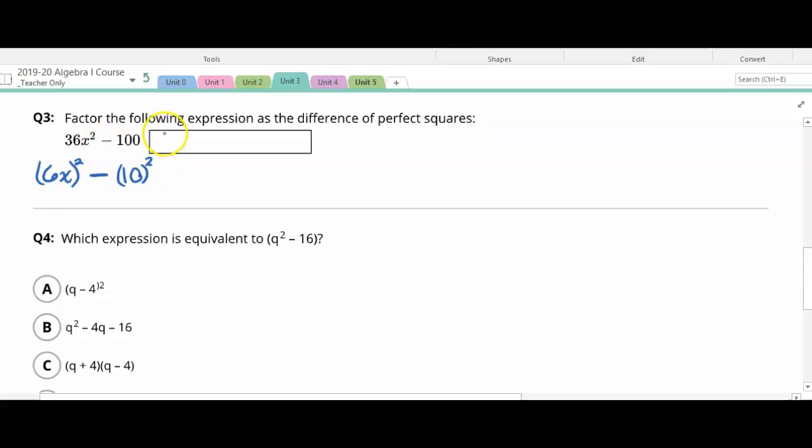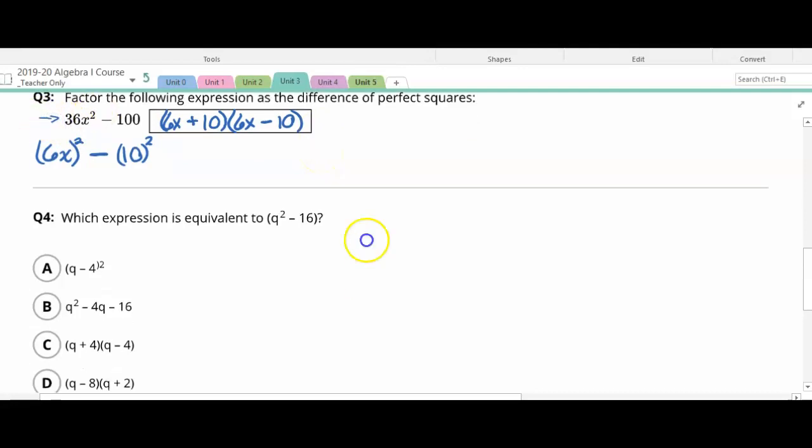When that happens, we can use a formula that says the first binomial is positive, the second one is negative. I'm going to put a 6x and a 10. And I have now factored it. Again, you can check it by distributing, and you will get back to the original problem.